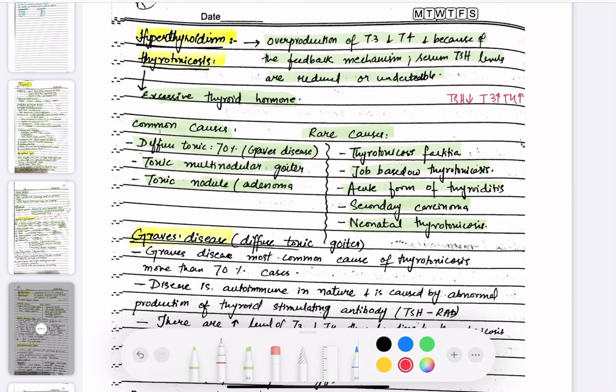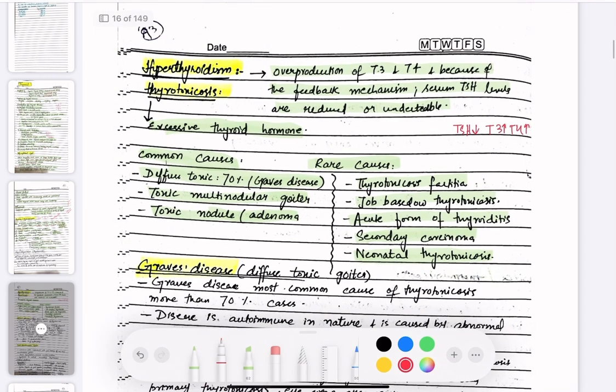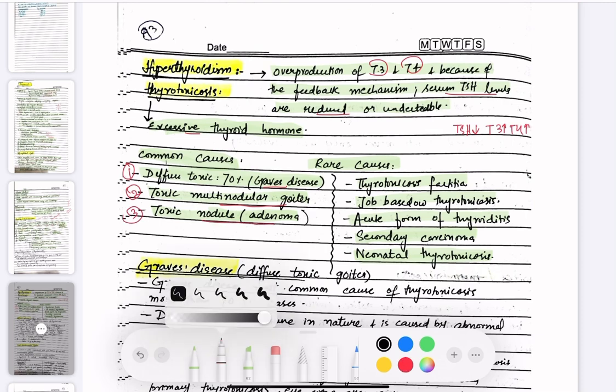Overproduction of T3 and T4, and because of the feedback mechanism, serum TSH levels are reduced. There is excessive thyroid hormone, and these are the common causes. First of all, the diffuse toxic goiter, which is Graves' disease, and a toxic multinodular goiter, and then the toxic nodule, that is adenoma. These are the common causes.